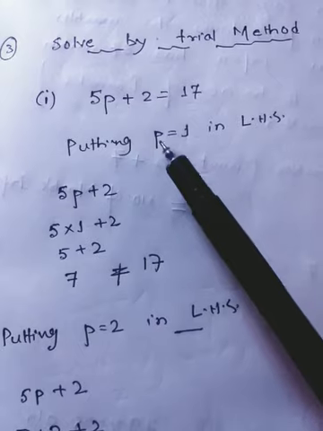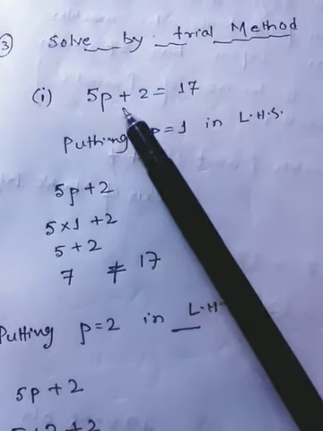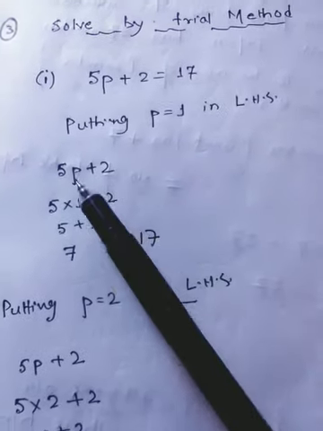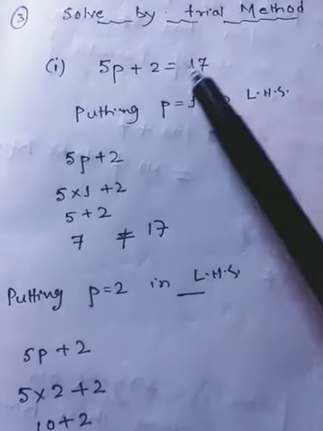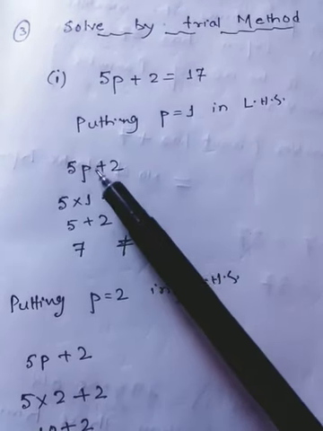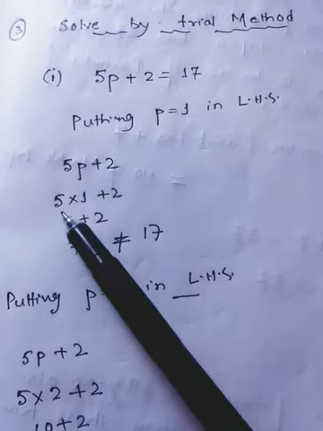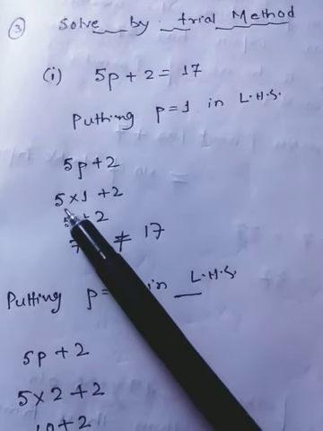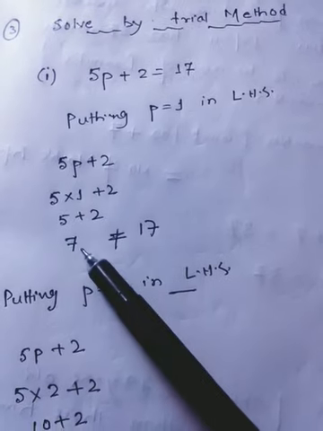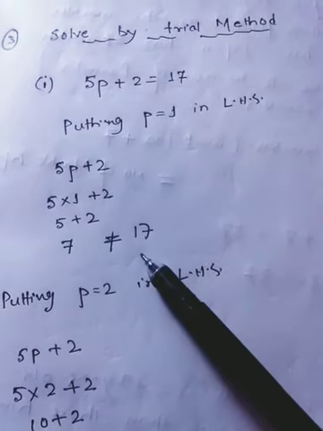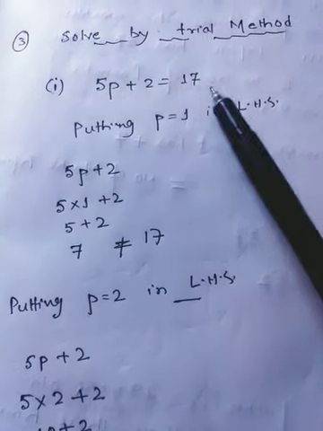Now we have taken P equals 1. So we will write whatever there is in the LHS. What is there in LHS? 5P plus 2. So we will write 5P plus 2. Now what is the value of P? We have taken 1. So in place of P we will take 1. That is 5 into 1 plus 2. So we know that according to the BODMAS rule, we first do multiplication. So 5 ones are 5, plus 2, that is 7. So 7 is not equal to 17. So the value P equals 1 is not satisfying the equation.